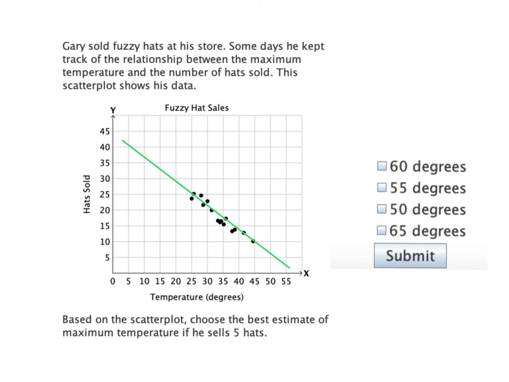Now, based on the scatter plot, choose the best estimate of the maximum temperature if he sells 5 hats. So pay attention to what you are given. Hats is on the y-axis. Here's 5 hats. Don't go with 5 degrees. So 5 hats hits about right here. If I am estimating what it's closest to, I'd say it's closer to 50 degrees, because I could argue that this line could possibly be a little bit steeper. So it's definitely closer to 50 than 55 if I made it a little bit steeper.